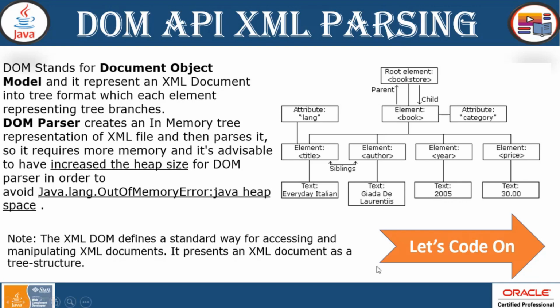To understand it better, in the case of the DOM type of XML document API, we have a tree structure. There is a root element, and it has a parent, and it has a child, and all of this takes a lot of memory to categorize these elements. This is why we need a lot of heap memory or heap size. XML DOM defines a standard way of accessing and manipulating XML documents. So it represents an XML document as a tree structure. Now let's go down and see how we can implement it.